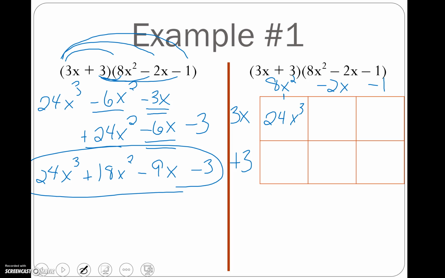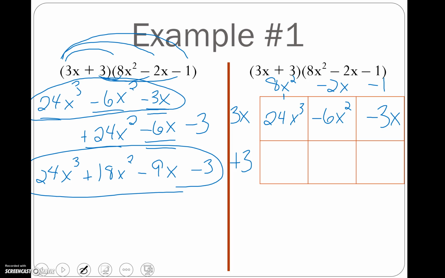Now I'm going to keep going. Now do 3x times the negative 2x, and I get a negative 6x squared, and 3x times negative 1 is negative 3x. So as you saw, I went through the exact same process that I did right over here on the left-hand side. I'm getting the same answers.